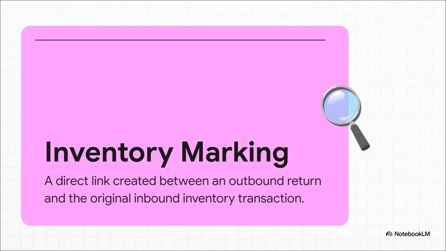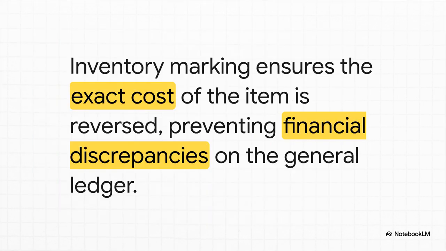Think of it like creating a permanent, unbreakable chain between the item that came in and the exact same item you're now sending back. So why is this such a big deal? Well, without marking, the system might use a different cost, like the current weighted average, when you return the item. If prices have changed at all, this could lead to some major financial discrepancies on your general ledger. Marking guarantees that the cost going out is the exact same cost that came in, period.